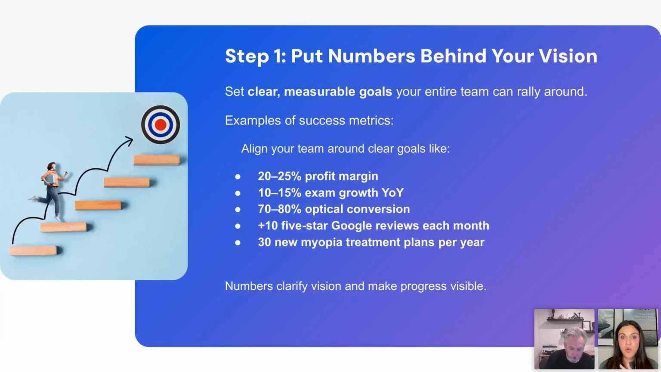So step 1, you need to put numbers behind your vision. You need to set clear, measurable goals your entire team can rally around. I'm going to give you a bunch of examples this time of success metrics. And you really need to align your team around clear goals.